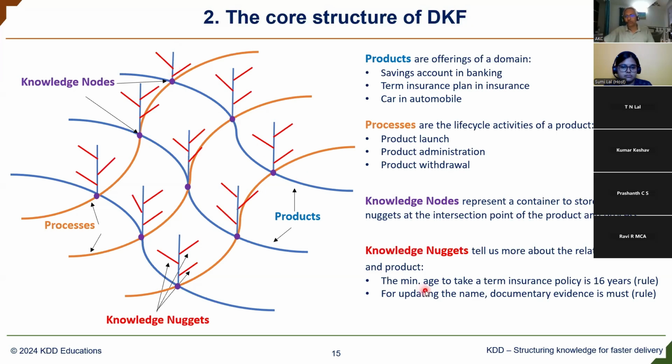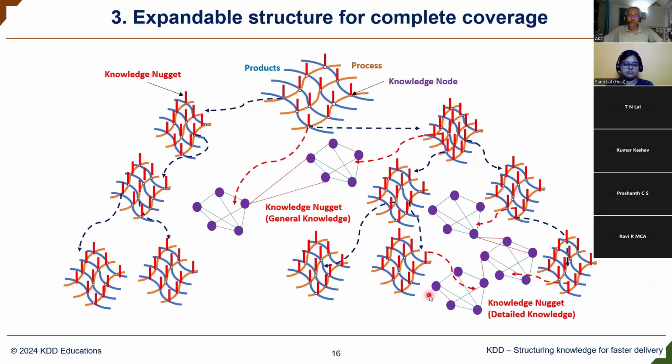For example, in a term insurance policy, there could be a condition or rule which says that the minimum age to take a term insurance policy is 16 years. That's an atomic piece of knowledge which you will have to understand or address. So that's retained as a knowledge nugget. So DKF captures this knowledge in this format. This is the core structure of product, process, knowledge node, and knowledge nugget.